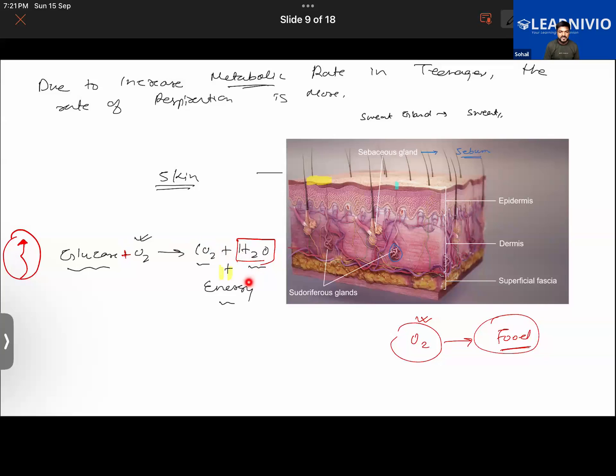And this chemical process that goes on in our body, different kinds of chemical activities going on in our body, we have a term for it, that is metabolic processes. So due to this increase in the metabolic rate in our body, particularly in the teenage, the rate of respiration is more, and as a result of that, more sweat is formed. Okay, so that is the main reason behind the secretion of more sweat.